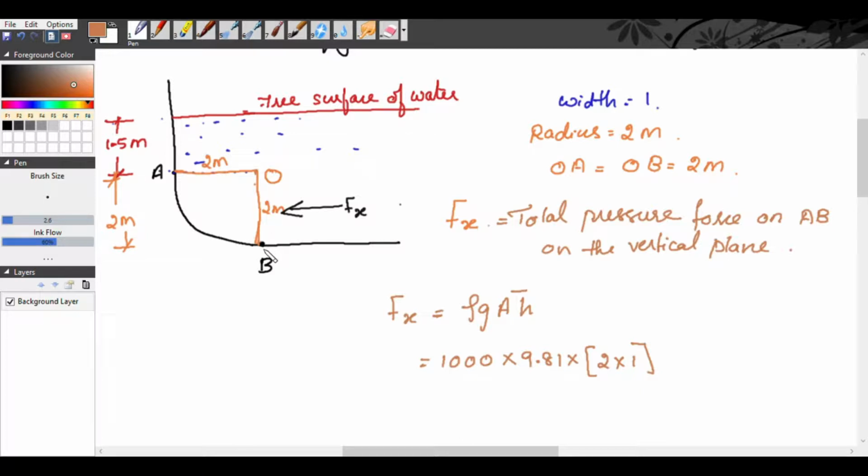So it is 2 into 1 multiplied by h bar. What is h bar? H bar is the distance of the center of gravity from the free surface. So this is 1.5, plus this vertical surface plane, which is 2 divided by 2. So we get Fx is equal to 49050 Newton. That is equal to 49 kilonewton.